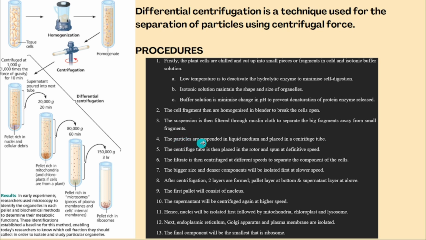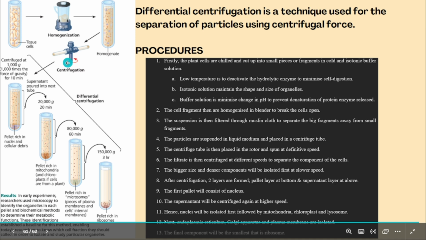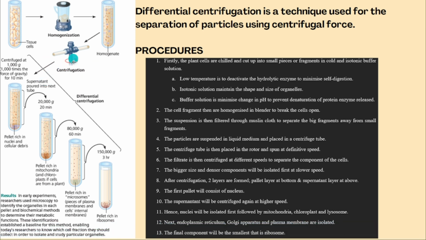Okay. So the particles are suspended in the liquid media and placed in the centrifuge like that. This one is what we call a centrifuge. Then it will be placed in the rotor of the centrifuge machine, and they will spin at very high speed, at different speeds. And the filtrate is then centrifuged at different speeds and separated into the components of the cell. Okay, so once they go to the centrifuge, they will run at different speeds.